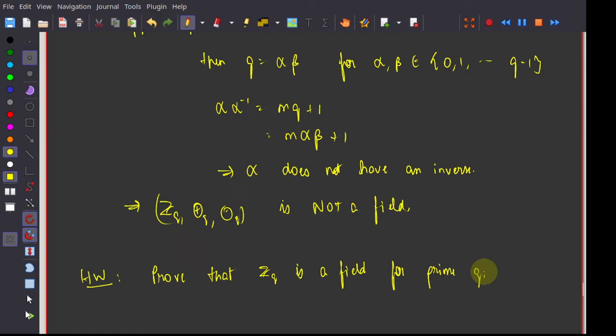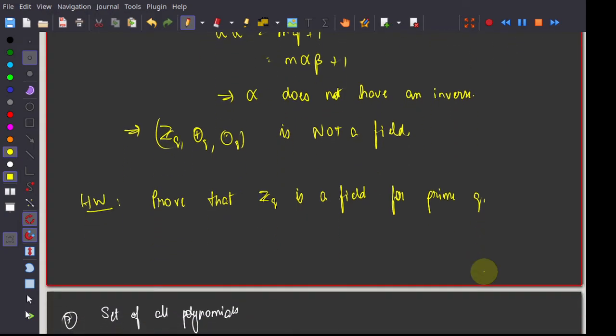So you have to show that if Q is prime, then ZQ is always a field. Basically, the only property that you need to check is that every element has a multiplicative inverse. You can prove that particular property, then you're done. Maybe by the next class, you can try to prove that ZQ is a field, for prime Q.